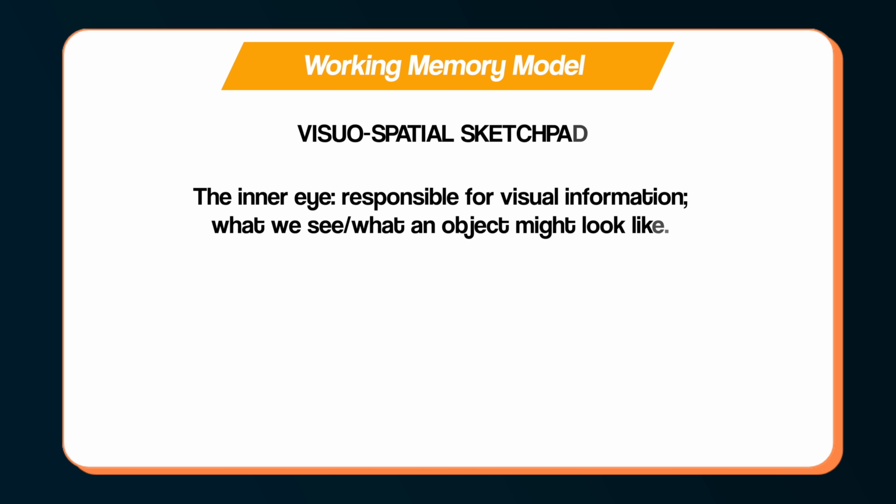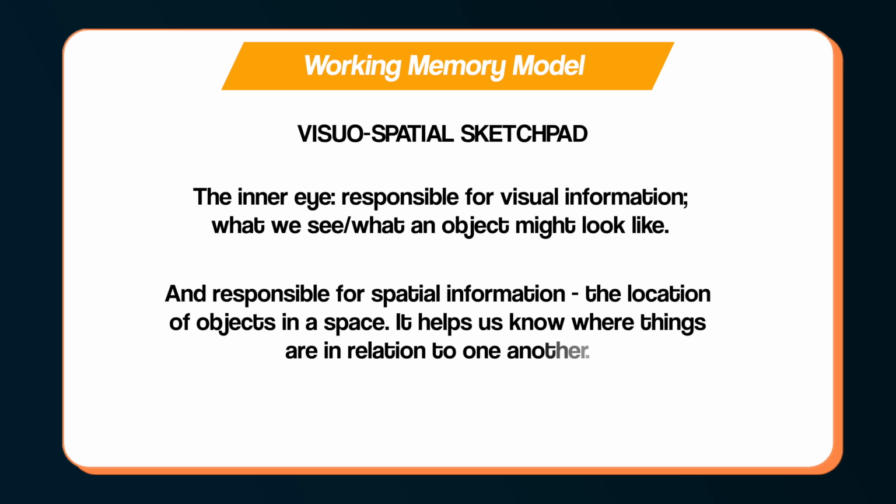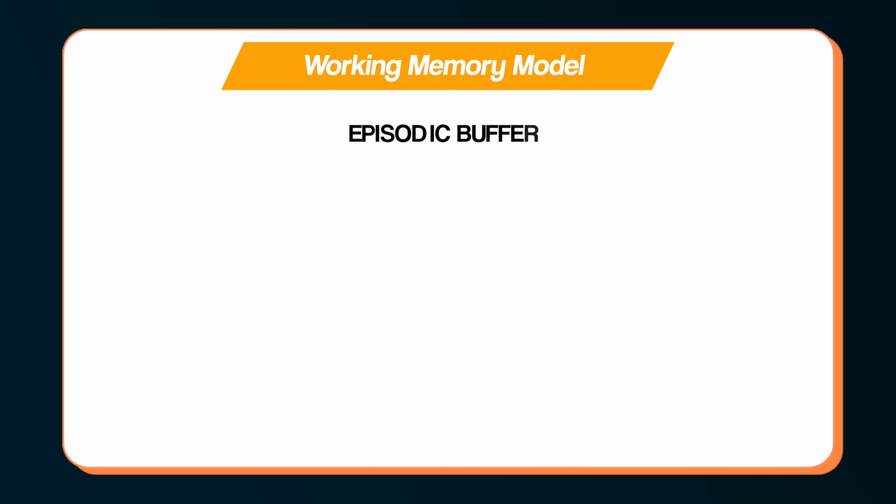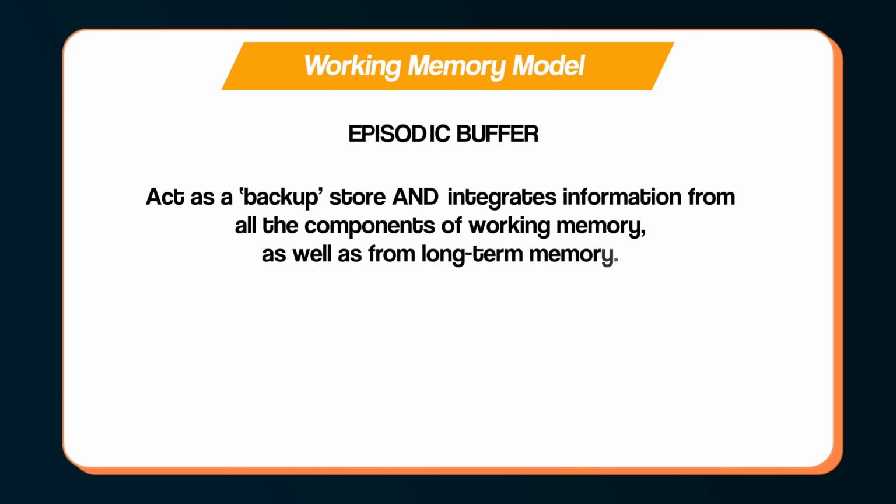Then there's the visuospatial sketchpad, the inner eye, responsible for visual information, what we might see, what an object might look like, and spatial information, the location of objects in a space. It helps us know where things are in relation to one another. And finally, the episodic buffer, which acts as a backup store and integrates information from all the components of working memory as well as from long-term memory.